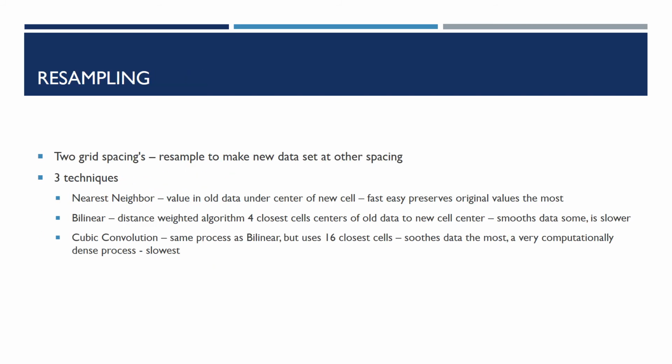Resampling. We've already talked about this a little bit. Three techniques: nearest neighbor, cubic convolution, and bilinear. We talked about the process: distance weighted algorithm, 4 cells; distance weighted algorithm, 16. New value closest to the old value closest to the new value for the nearest neighbor. It's exactly the same thing I talked about 10 minutes ago. You have to know these. They will be a test question.